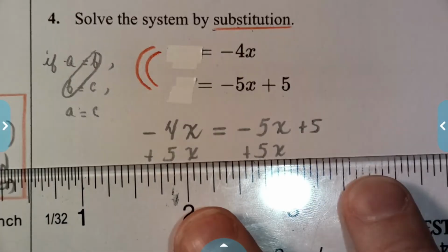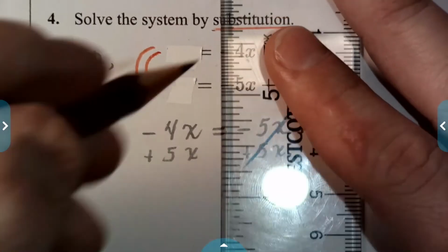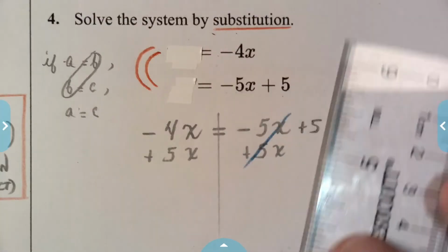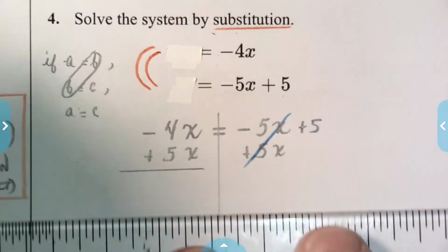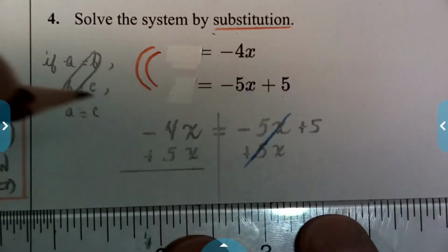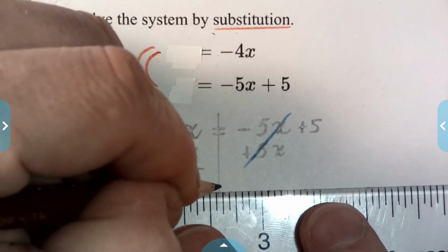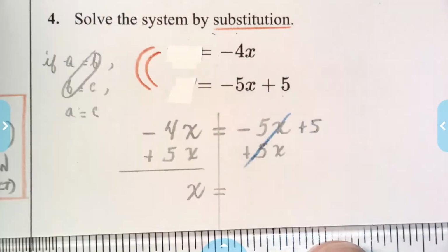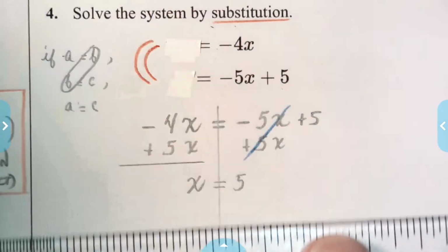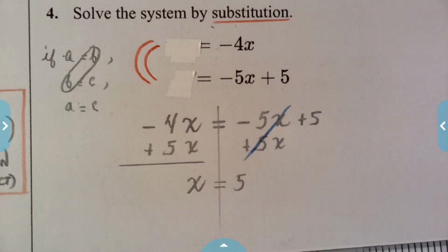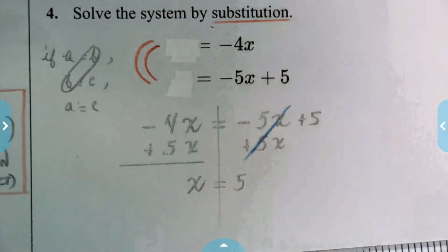All right, that allows me to cancel over here. And on the left side, I have negative 4x plus 5x gives me just x. x equals, and the only thing left is this constant term, x equals 5. So now we have to go back to one of the y equals. Doesn't matter, you can pick one. The top one seems easier, y equals negative 4x.